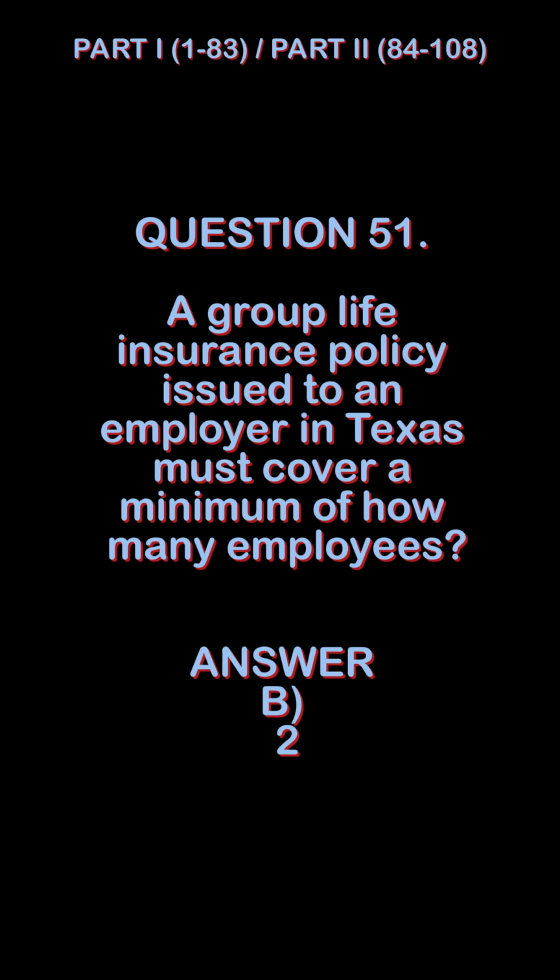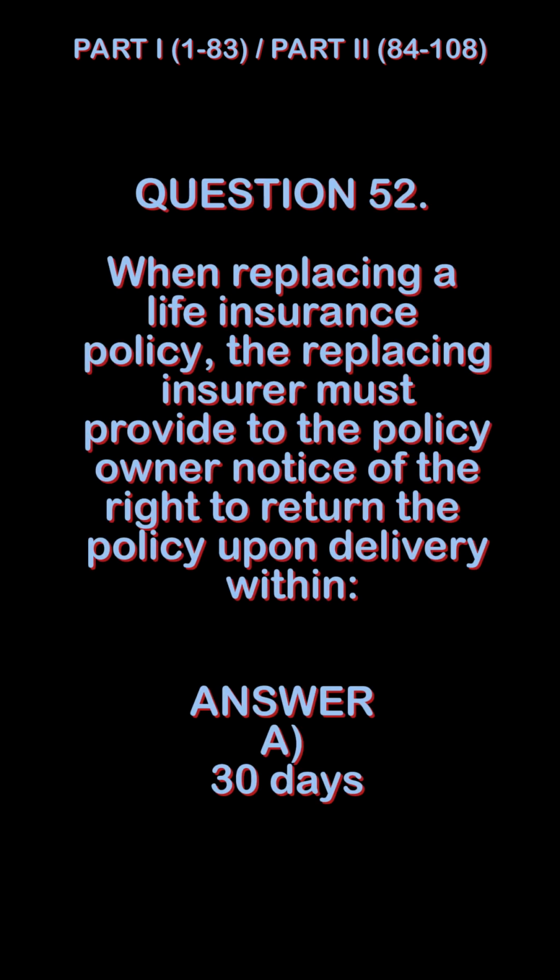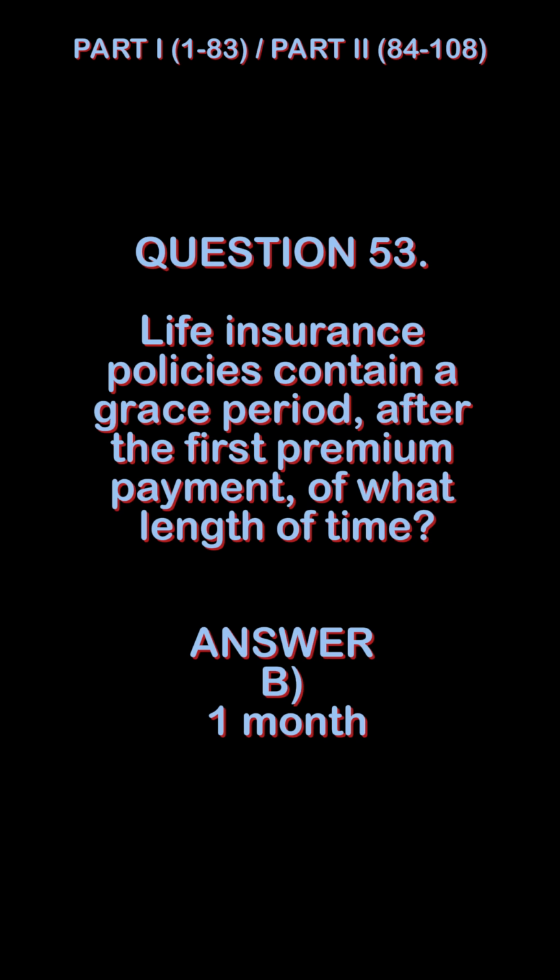Question 51. A group life insurance policy issued to an employer in Texas must cover a minimum of how many employees? Answer B. 2. Question 52. When replacing a life insurance policy, the replacing insurer must provide to the policy owner notice of the right to return the policy upon delivery within. Answer A. 30 days.